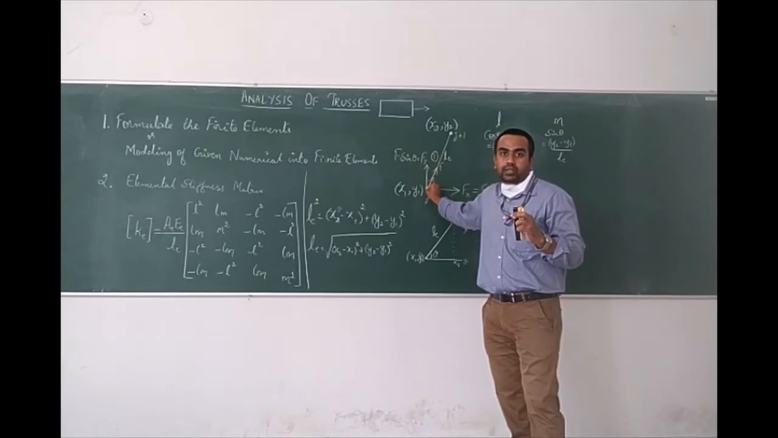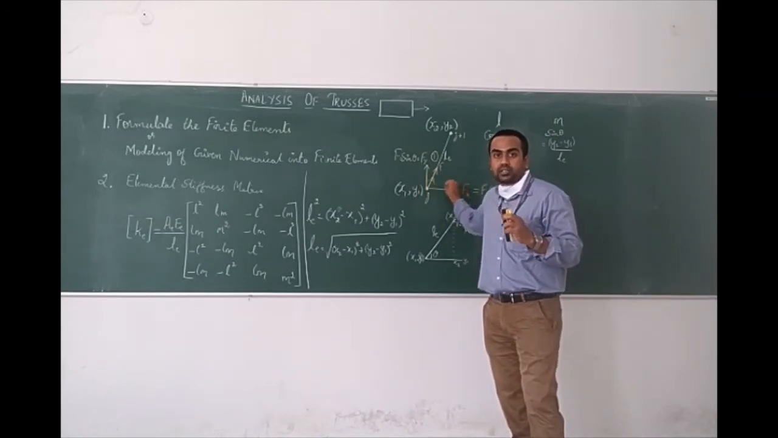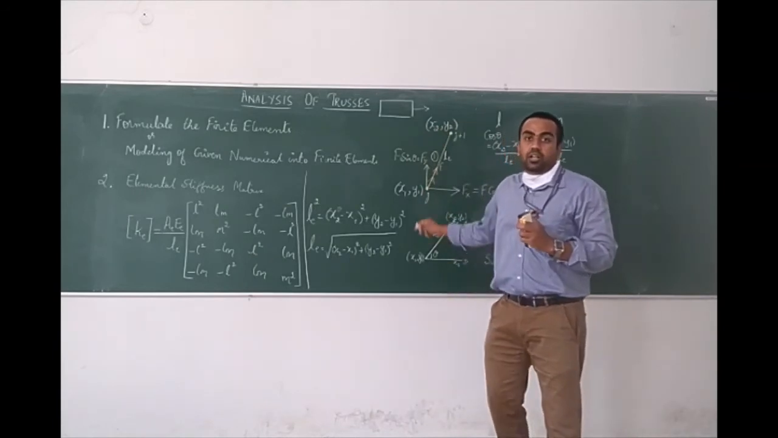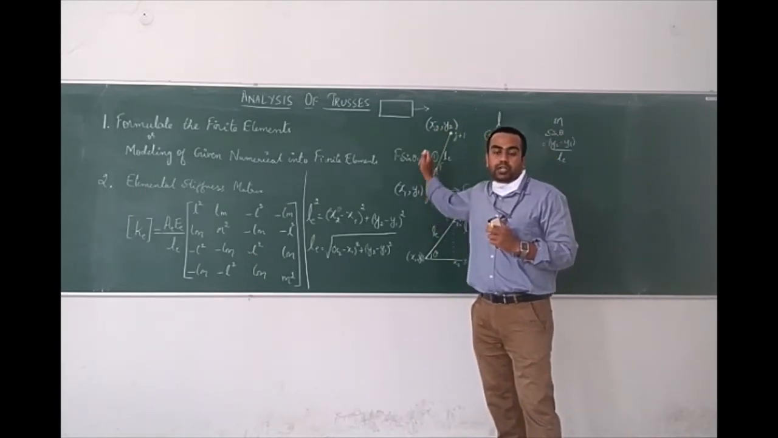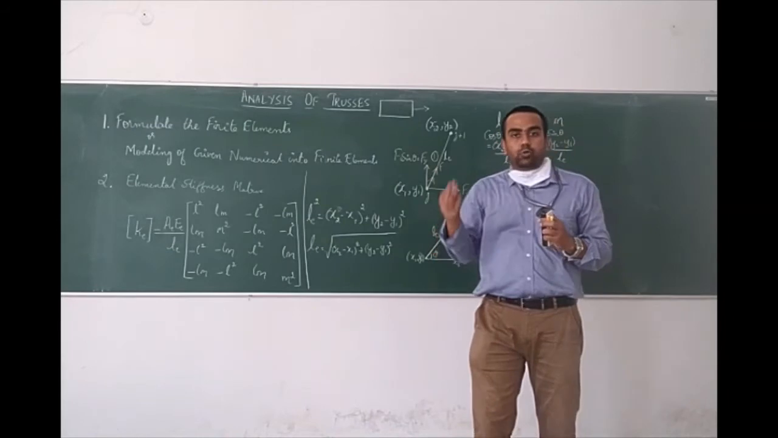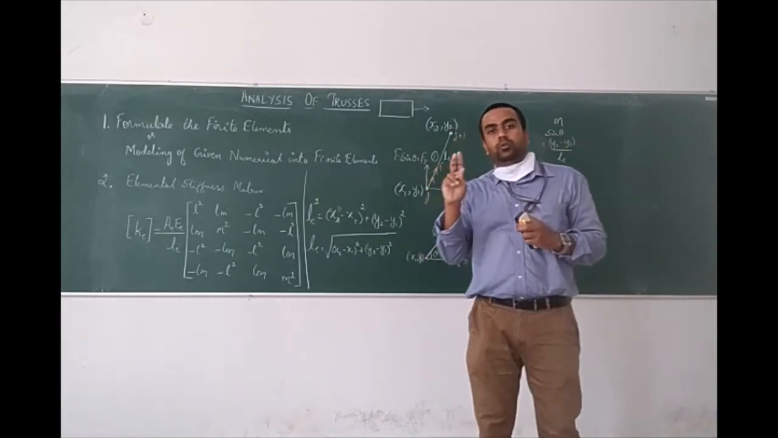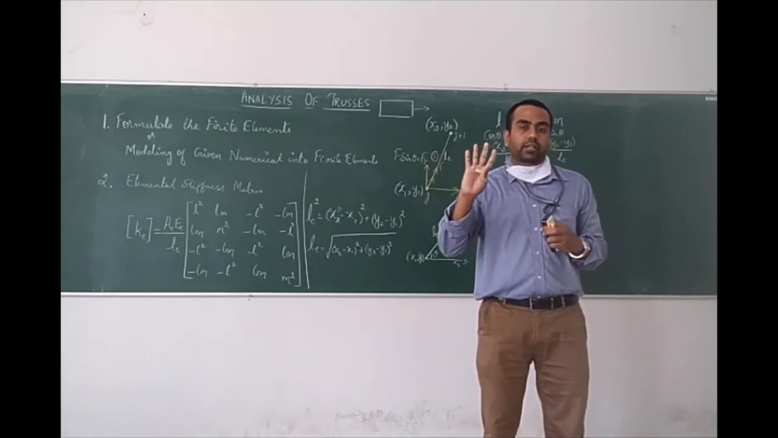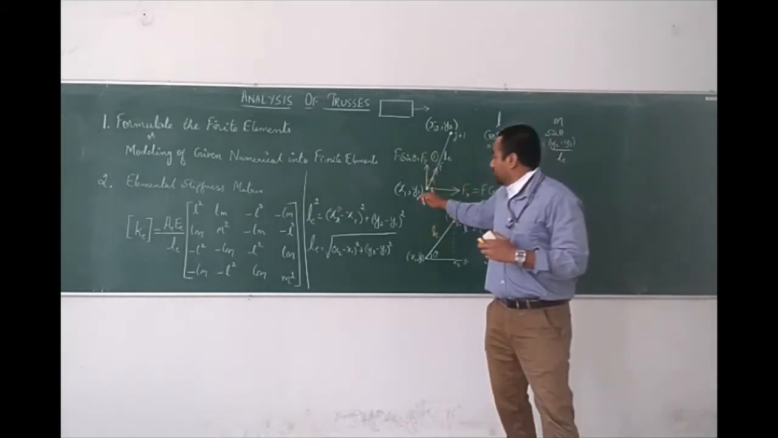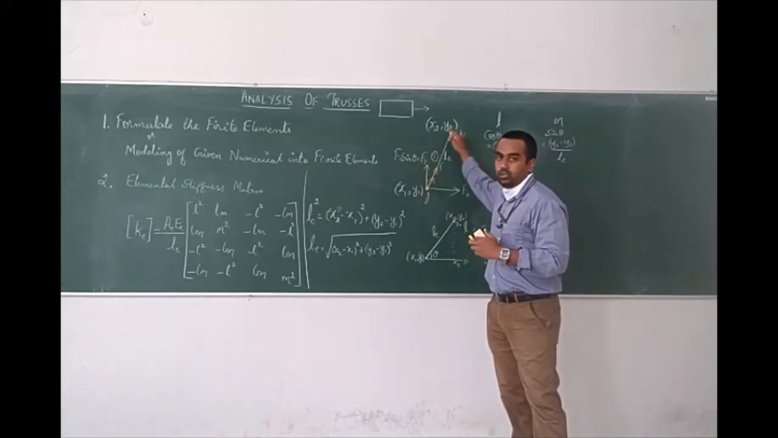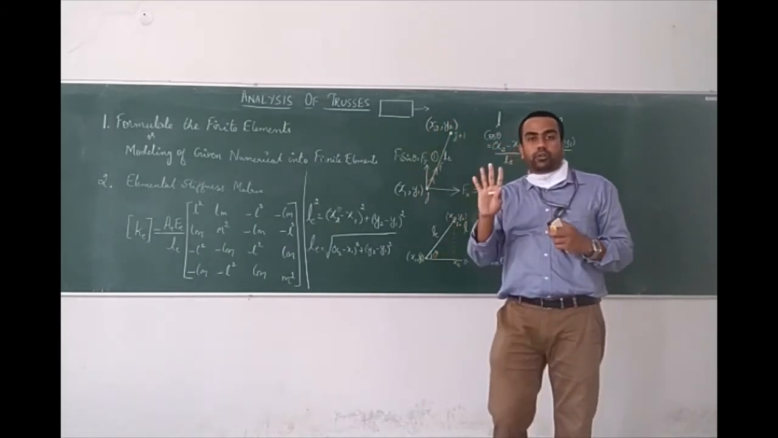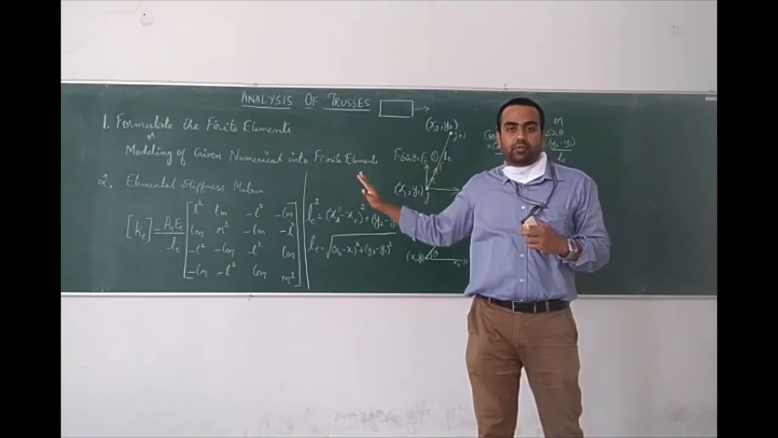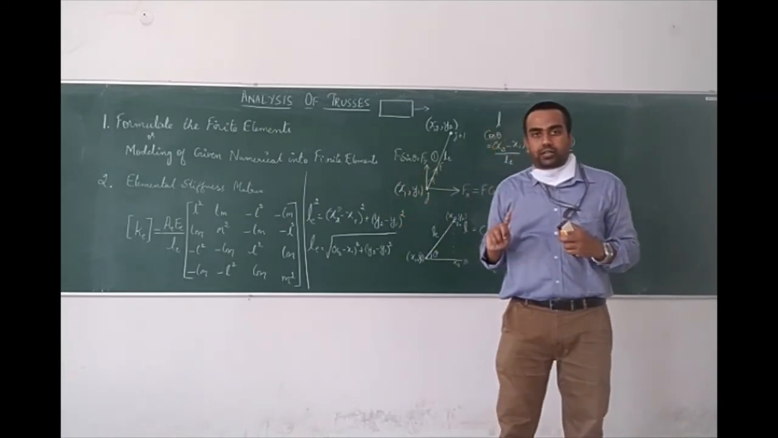So node 1 can get displaced along the x direction as well as along the y direction. Degrees of freedom for one particular element: there are two nodes, and each node has 2 degrees of freedom. So from the two nodes, in total there are 4 degrees of freedom. So 1, 2, 1 and 2. When you have 4 degrees of freedom, the stiffness matrix will also be a 4 cross 4 matrix.